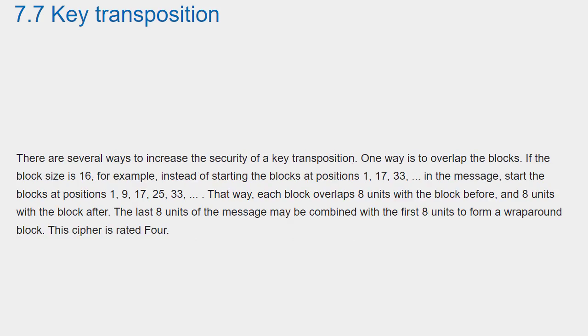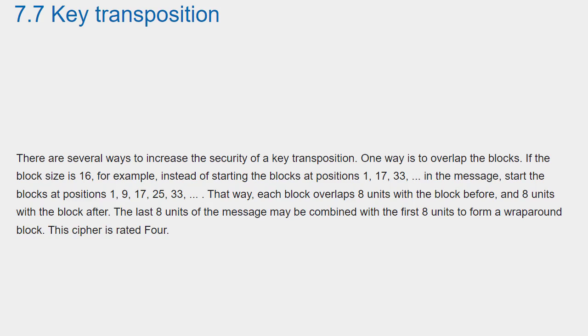There are several ways to increase the security of a key transposition. One way is to overlap the blocks. If the block size is 16, for example, instead of starting the blocks at positions 1, 17, 33 in the message, start the blocks at positions 1, 9, 17, 25, 33. That way, each block overlaps 8 units with the block before and 8 units with the block after. The last 8 units of the message may be combined with the first 8 units to form a wraparound block.